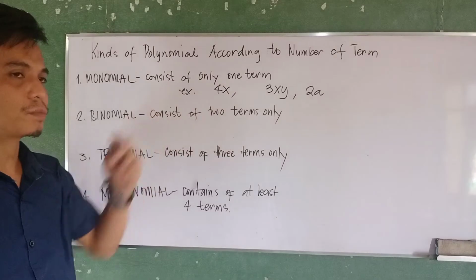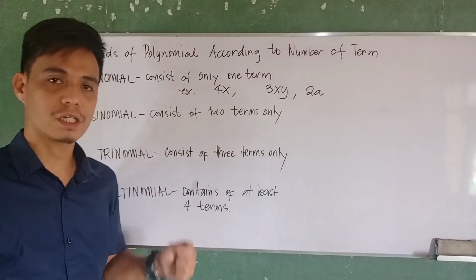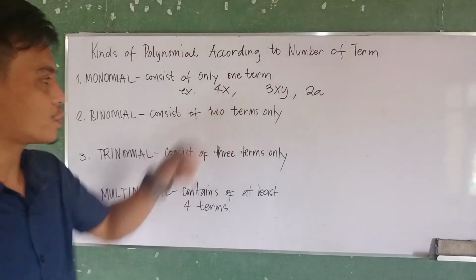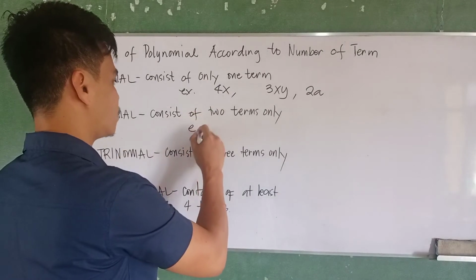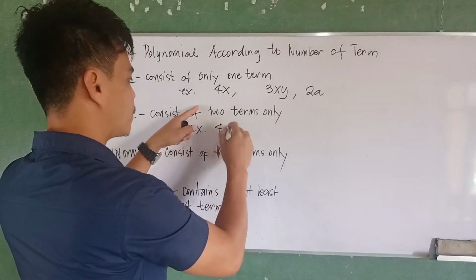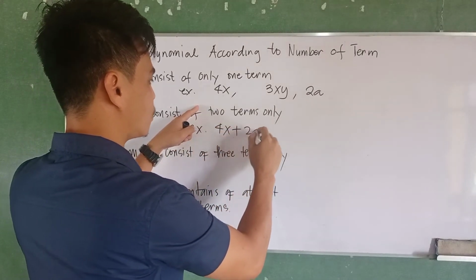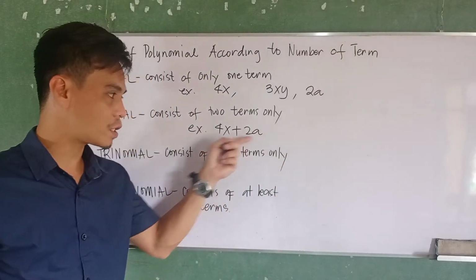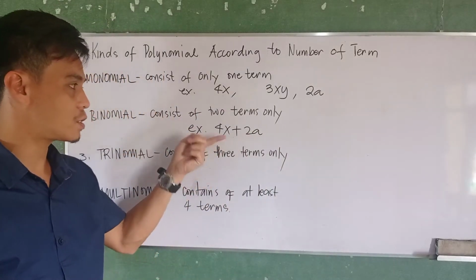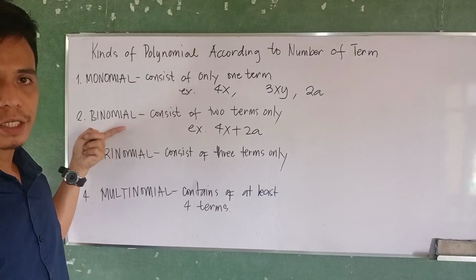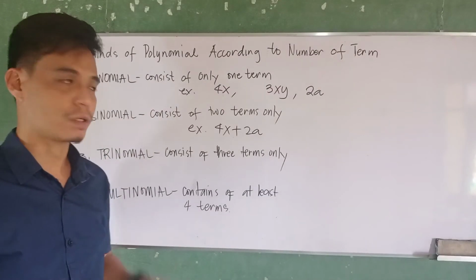Number 2 is the binomial. Consists of 2 terms only. So merong dalawang terms na involved. So therefore, example dyan, gagamitin natin yung nasa taas, no? 4x plus 2a. So, dalawang terms meron siya. So, therefore, this is a binomial.